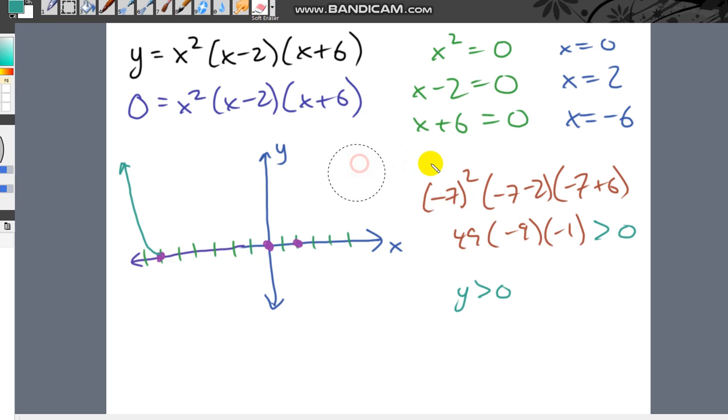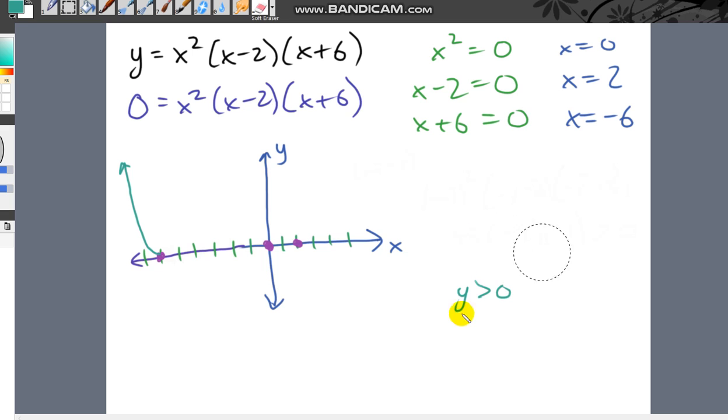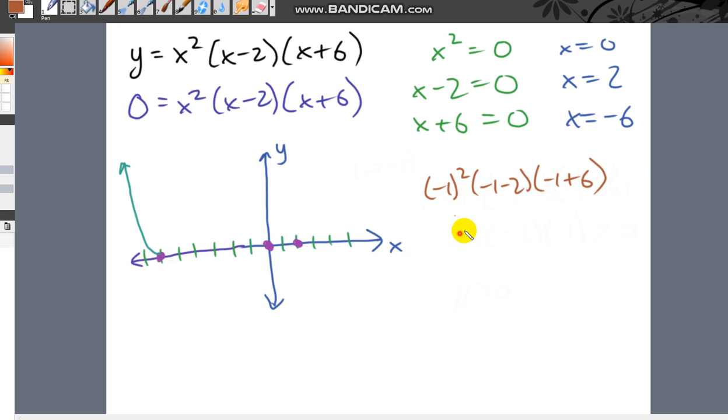Now let's try a different number. We want to try a number that is between -6 and 0. Let's try -1. We're going to use this function here, and I'm going to solve for y. So -1 squared times -1 minus 2 times -1 plus 6. -1 squared is going to be 1. -1 minus 2 is -3. -1 plus 6 is going to be 5.